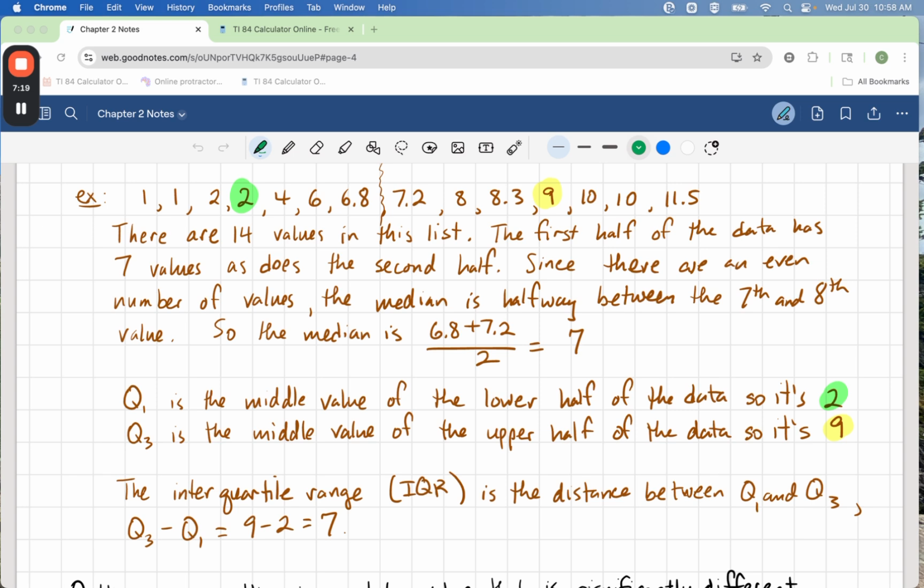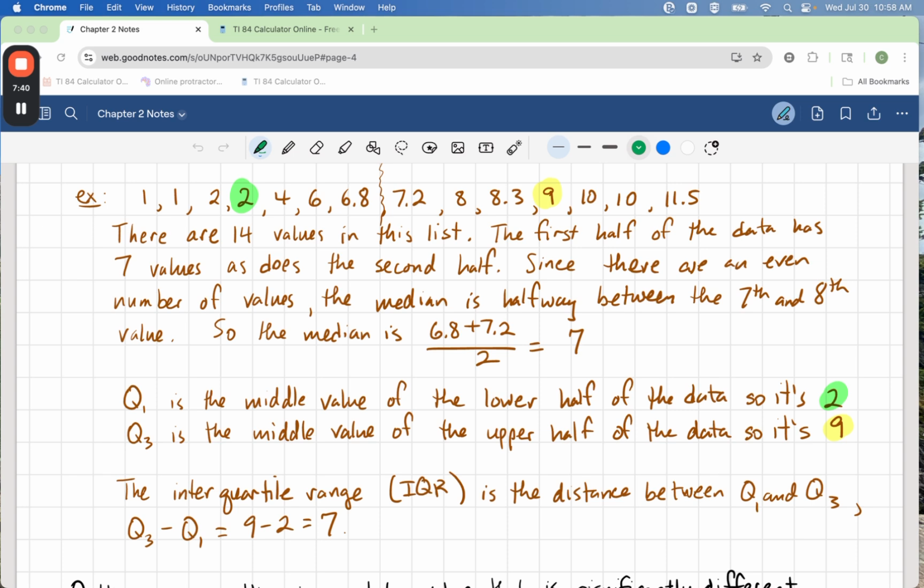Q1 is the middle value of the lower half. Well, the lower half has 7 values. The middle number is what I highlighted in green right there. So the first quartile is 2. And the third quartile is 9, because that is the midpoint, or middle, of the second half of the data.